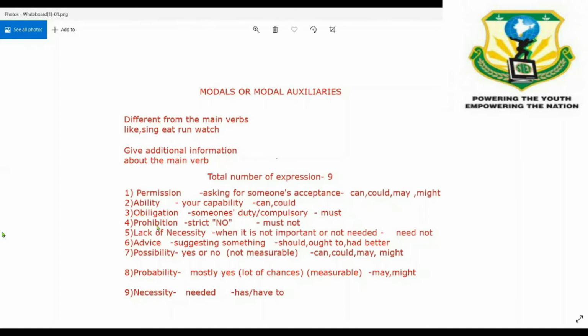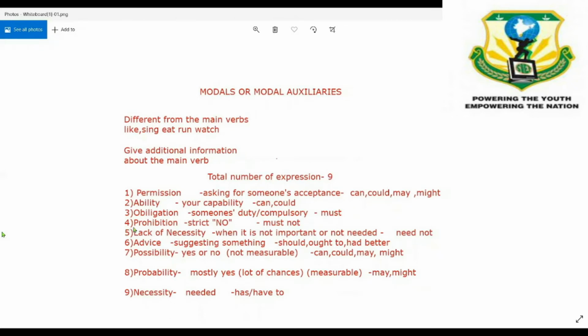The third type of expression is obligation. Obligation means that someone should do that. It is someone's duty to do that. On laws, we should abide by the laws and we must do that. So there is no other option. For instance, you must stay at home during this lockdown. That is a compulsion for all of us. We cannot do anything apart from that. That is obligation. That is a strict rule that you should follow. That is, you must follow.